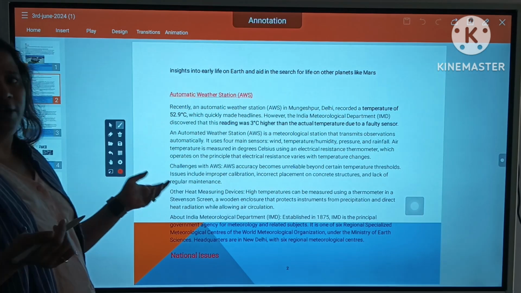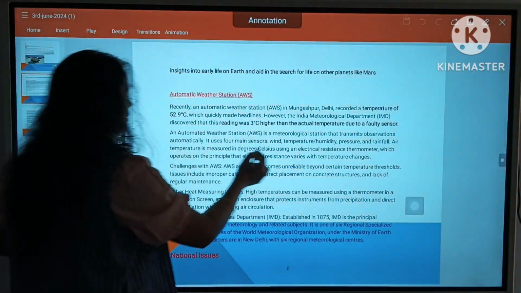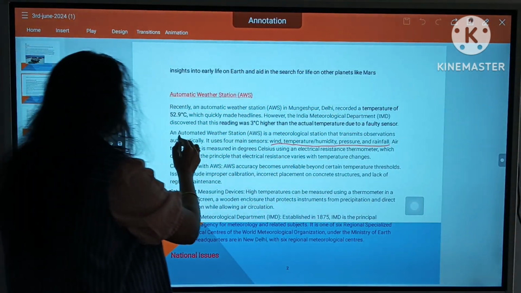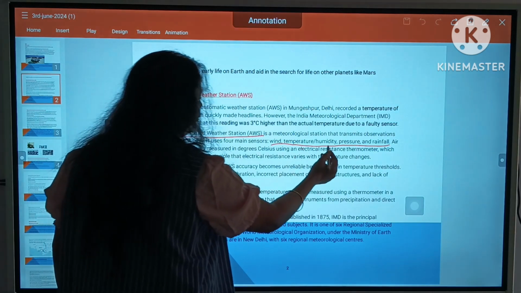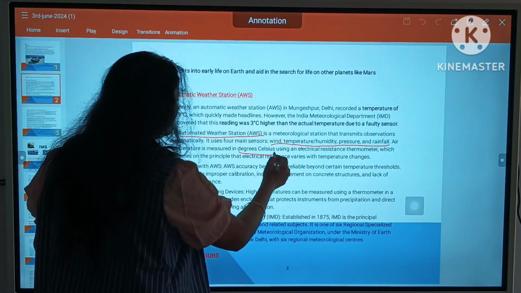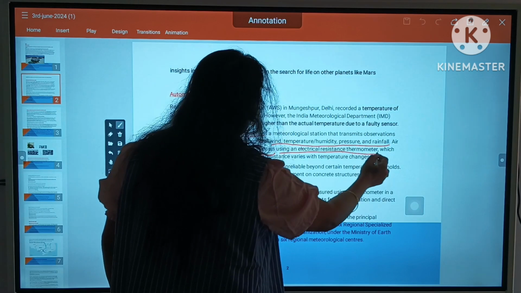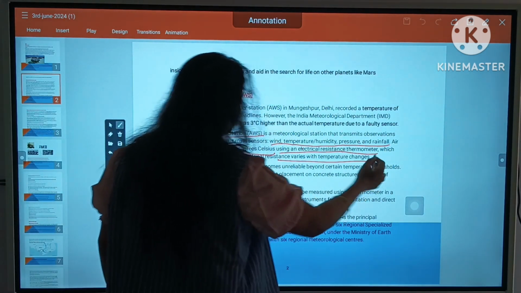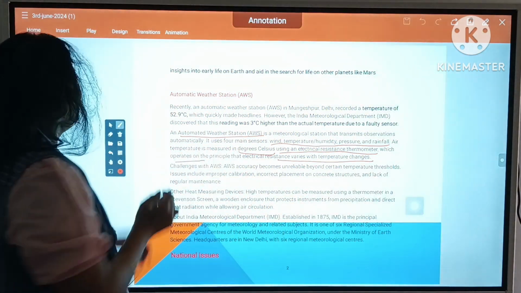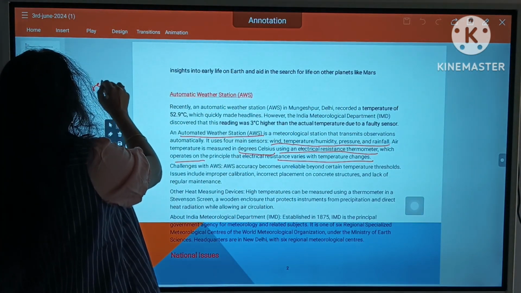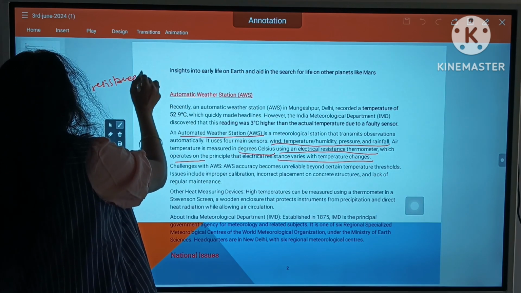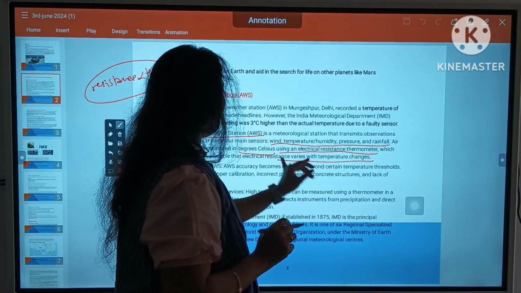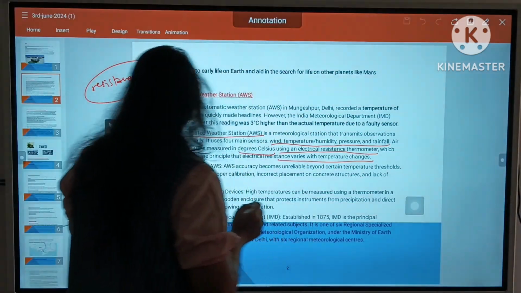Next, an automatic weather station records wind, temperature, humidity, pressure and rainfall of an area, with temperature in degrees Celsius, using an electrical resistance thermometer. It operates on the principle that electrical resistance varies with temperature changes. Using this principle, the temperature, humidity, pressure and rainfall of an area are recorded.